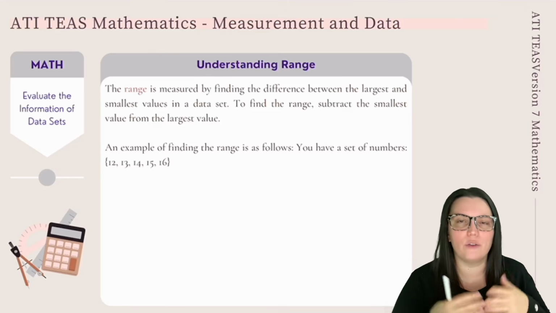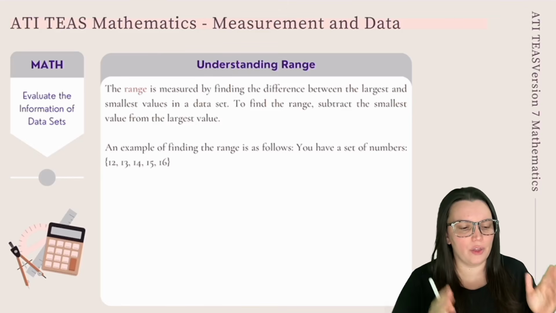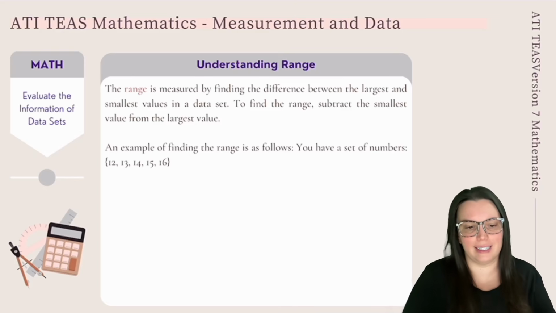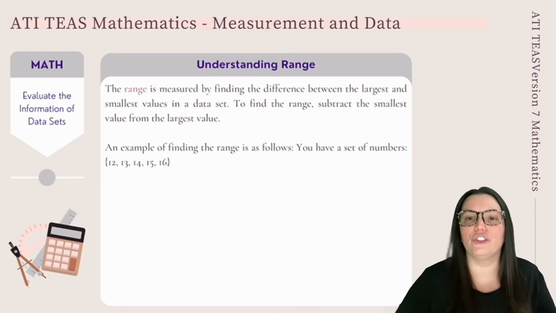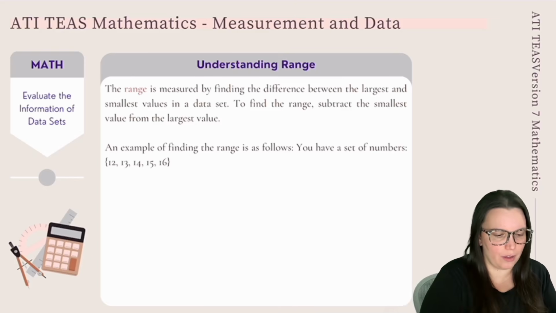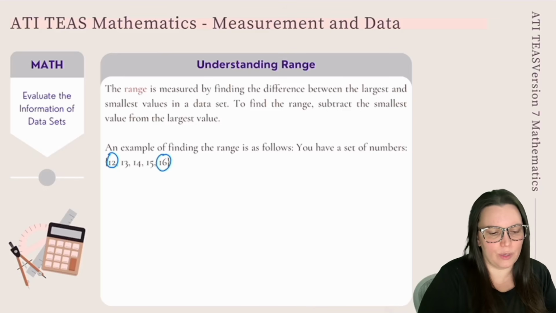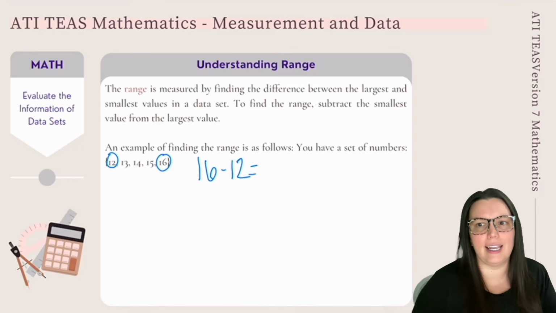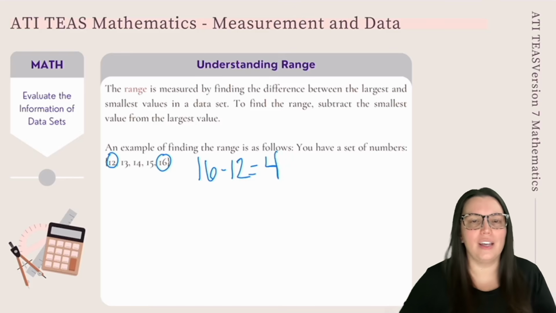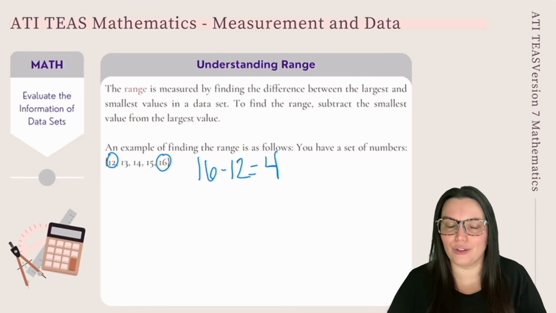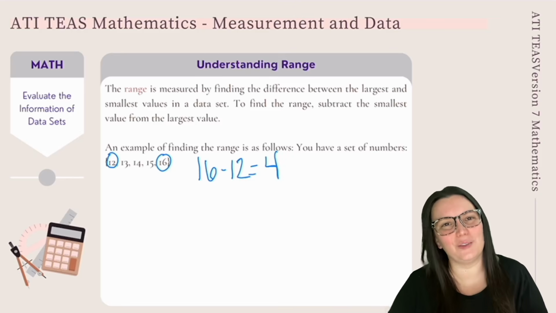So in this case, we have those same set of numbers, 12, 13, 14, 15, and 16. So as we know, our smallest number is 12, and our largest number is 16. So we simply just subtract 12 from 16, and that gives us the number 4. So in this particular set of numbers, we know that our range is equal to 4.